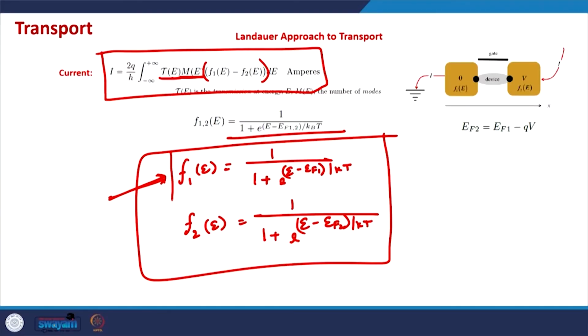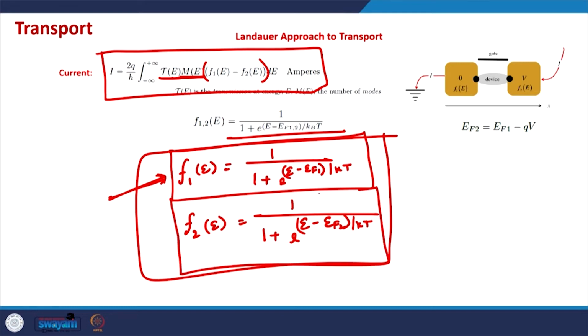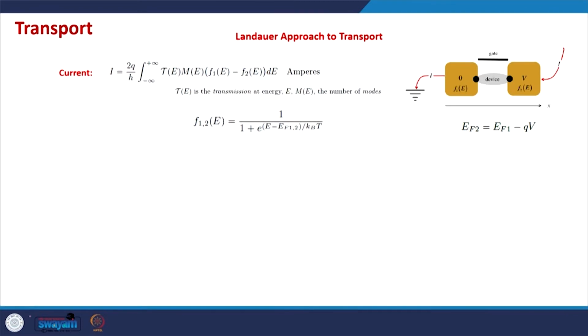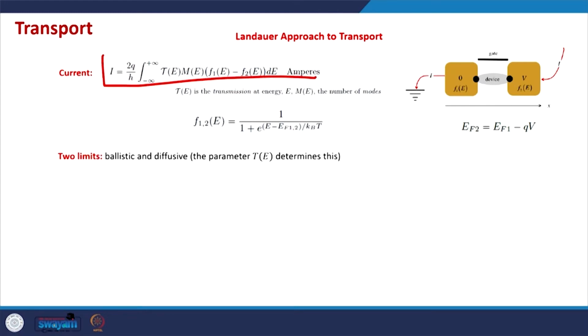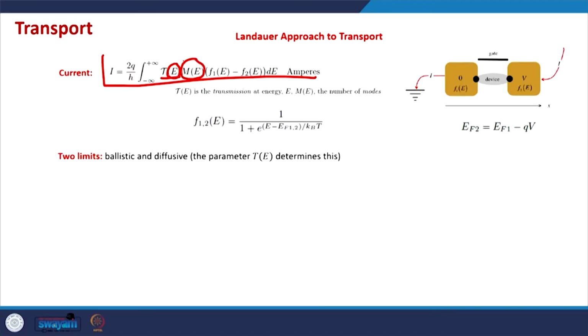So, this F1 tells us about the probability that a state in the left contact is occupied by the electron, and F2 tells us about the probability that the state in the right contact is occupied by the electron. So, in a way these are also probability functions. And in the current equation, this parameter TE is the transmission coefficient, and it is also a function of energy E, because at each different energy level the transmission might be different. Similarly, the modes might also be a function of energy. Generally, it is a function of energy.